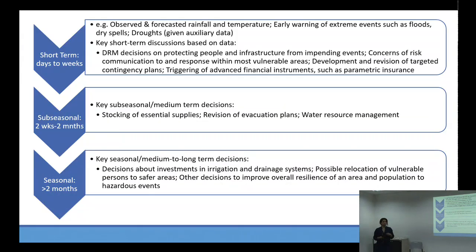So I think it's kind of nice to, again, touch on what she was talking about here. These are some of the climate information products that we can utilize for different decision-making outcomes moving forward. So say in the short term, the use of weather information, traditionally, so you think about observed and forecasted rainfall and temperature, early warning of extreme events. The kinds of short-term decisions you can use this data for would be DRM decisions, disaster risk reduction, or disaster risk management decisions to protect people and infrastructure.